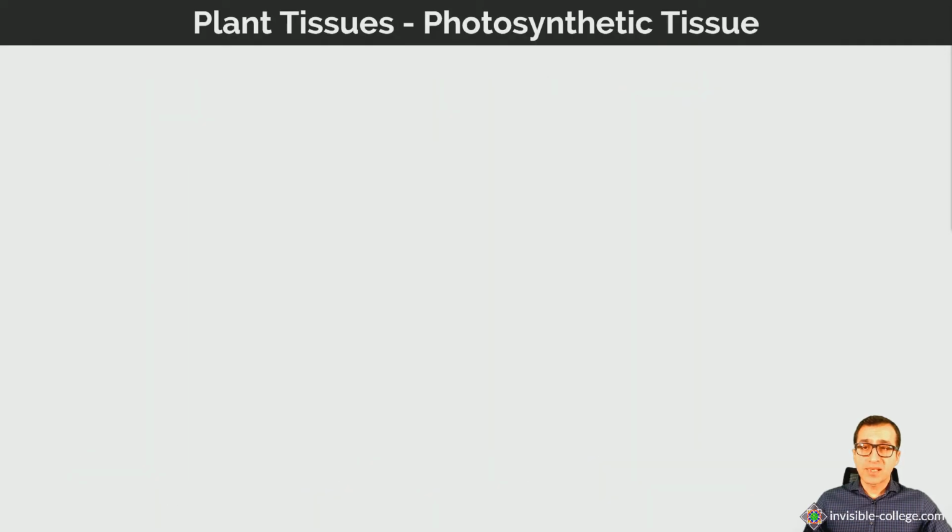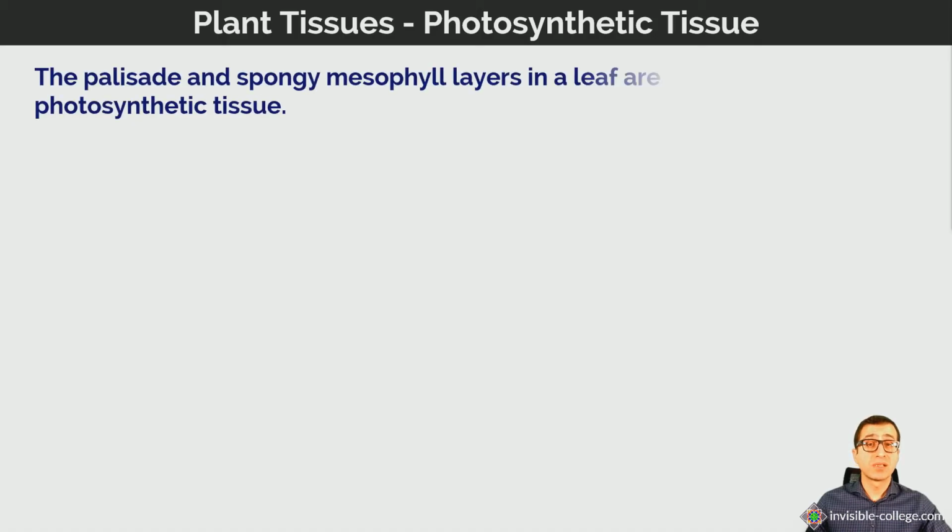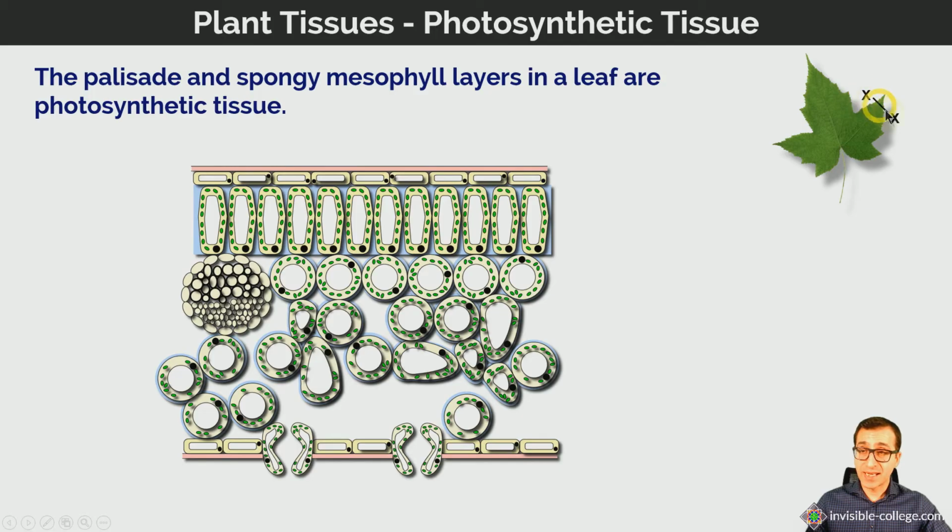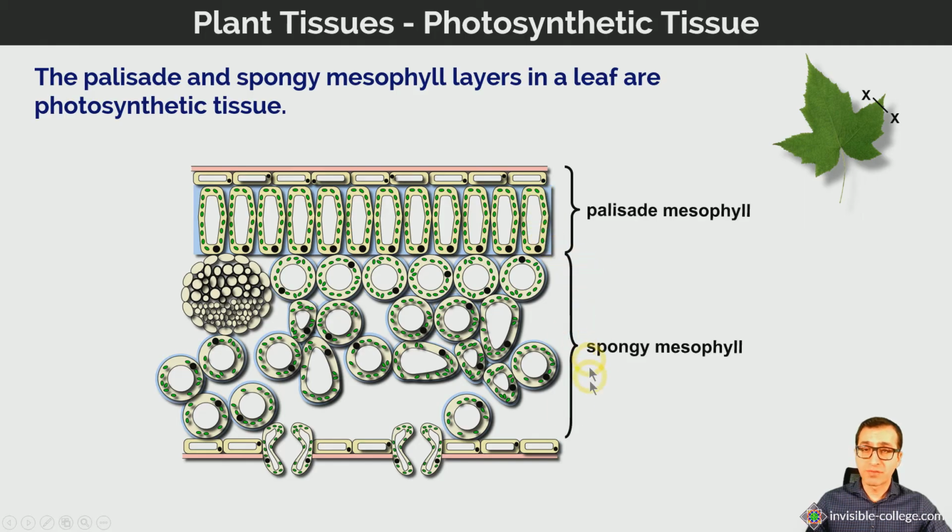So, let's take a look now at photosynthetic tissue. The two types of photosynthetic tissues that you typically find in the leaves are referred to as the palisade and spongy mesophyll tissues. So these are the layers within a leaf. If we take a section through a leaf and view it under an optical microscope, we would see that we have two layers of cells here, which are photosynthetic. Here we see the palisade mesophyll, and here we can see the spongy mesophyll.